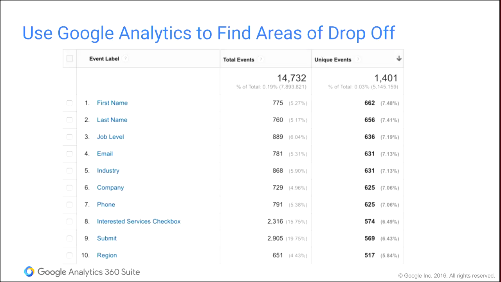Another great tip here is to use Google Analytics to find areas of drop-off. So back to the Google Analytics site and that contact form for talking to sales, this is actually the event tracking that is implemented on that form. And you can see what I've done here is I've implemented each field, first name, last name, job level, as you go down that form, to fire when somebody has input their text in that field. And I've sorted this report based on unique events. So you can see it's actually a pretty nice funnel as they move down through that contact form, with one exception down at the bottom, and that is the region. And this is because this is an optional form field.